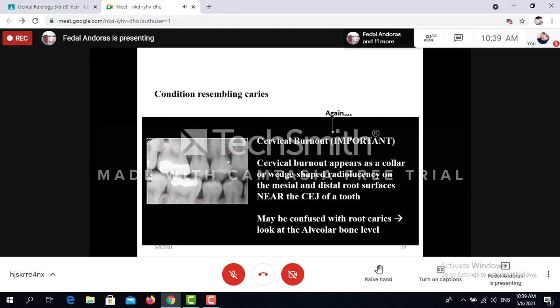Because if you don't know the normal, you might be confused in the end and say this is a pathology, and you start to deal with it as a pathology. Later you will start drilling or taking out the tooth without any objective, and at the end it was normal, but you made a wrong diagnosis. So be aware of this.